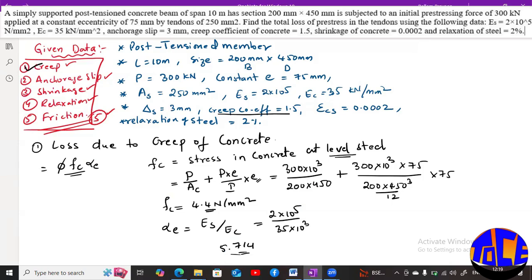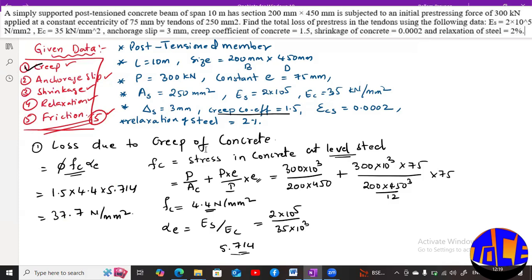Now substitute these values and calculate the loss due to creep of concrete. The creep coefficient is 1.5 as given in the question. fc we have just calculated, it is 4.4, and alpha e is 5.714. Put these values in the calculator, you will get a value around 37.7 Newton per mm square.